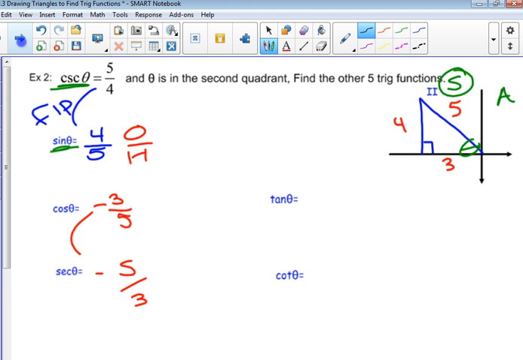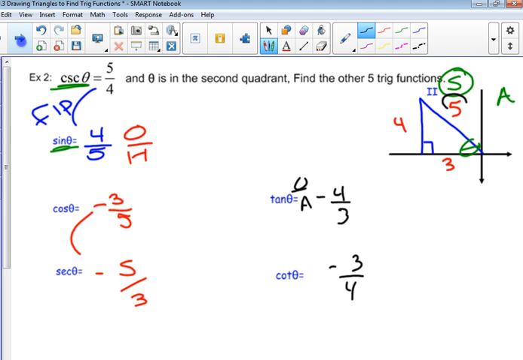Anybody get a tangent? Good job. Negative 4 over 3. So it's going to be opposite over adjacent. And we're in the S quadrant, talking about C. Good. And the cosine would be negative 3 over... 1. How are those for you guys?